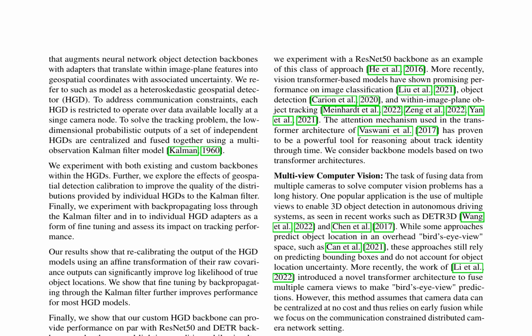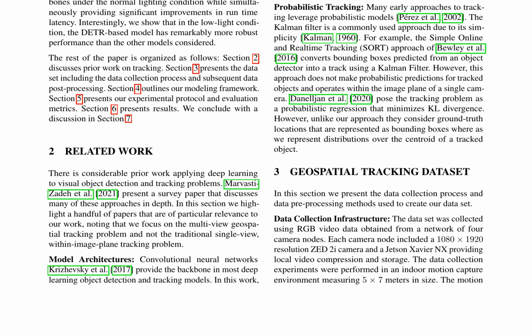The paper concludes with a discussion of results, showing that recalibrating the output of the HGD models using an affine transformation of their raw covariance outputs can significantly improve the log likelihood of true object locations. Fine-tuning by backpropagating through the Kalman filter further improves performance for most HGD models.